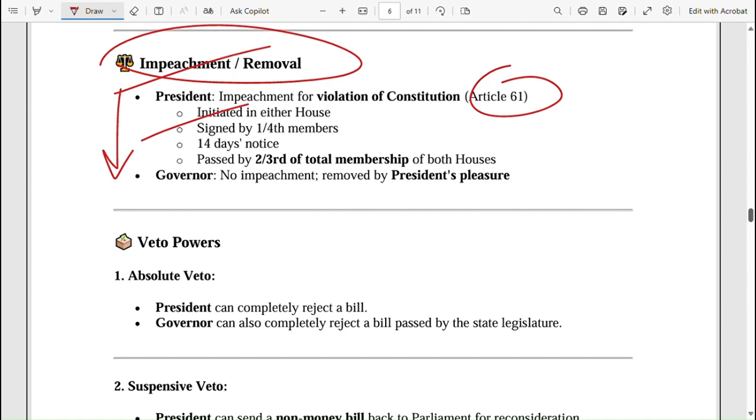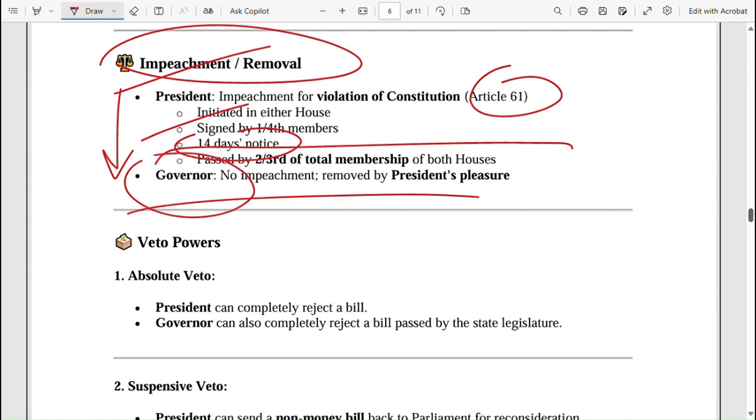And also one-fourth of the members have to sign that. And for impeachment, 14 days prior notice has to be given to the president that the impeachment process will take place. So 14 days prior that notice has to be given to the president. And also this is passed, the procedure for impeachment is passed by the two-third of total membership of both the houses.